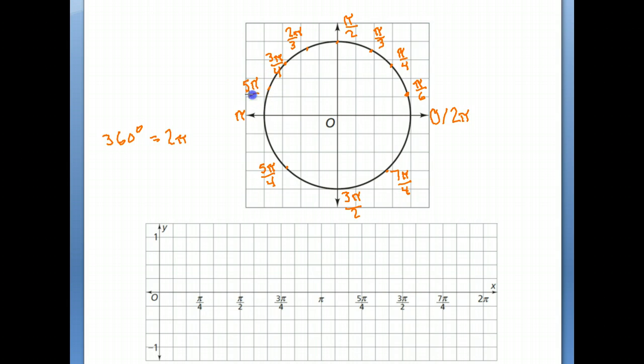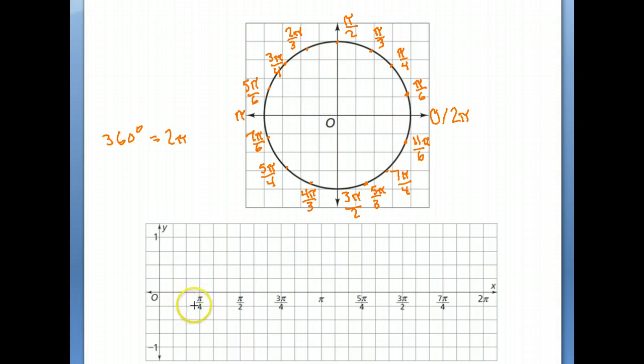5 pi over 6. And then again we can do the same thing with the bottom half of the circle, just continuing on, counting by 6. So 6/6 is at pi, 7 pi over 6 here, 8/6 or 4/3 down near the bottom, 9/6, same as 3/2, 10/6 or 5/3. And then finally up here we have 11/6 pi, or 11 pi over 6. And then back up at the top we'd have 12/6 pi.